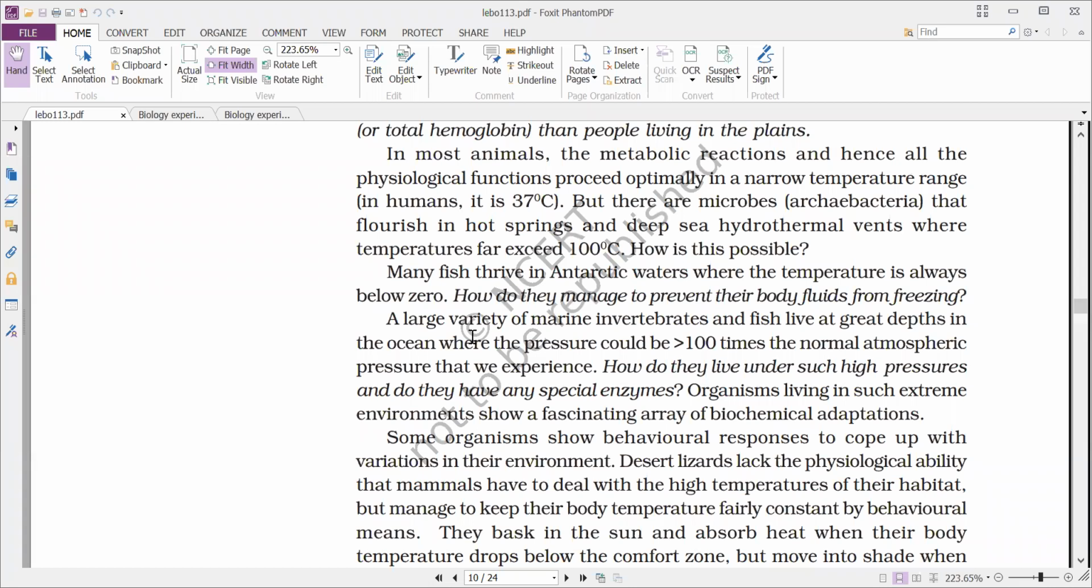And so they are able to tolerate these high pressures. So organisms living in such extreme environments show a fascinating array of biochemical adaptations. Here we can see organisms which are living at higher altitudes are able to produce more hemoglobin and more RBC.